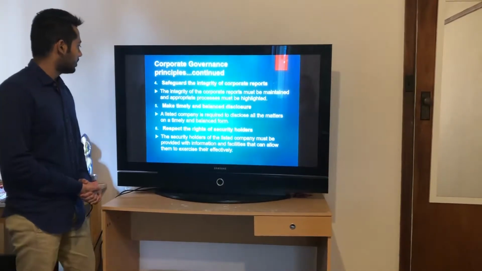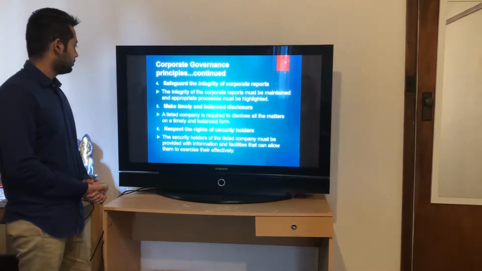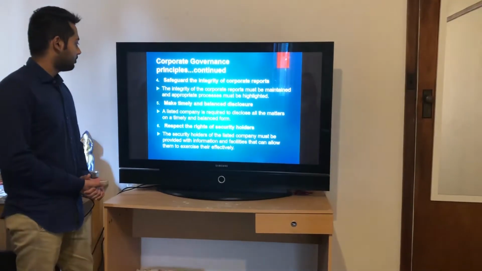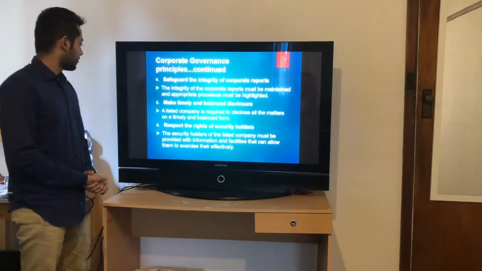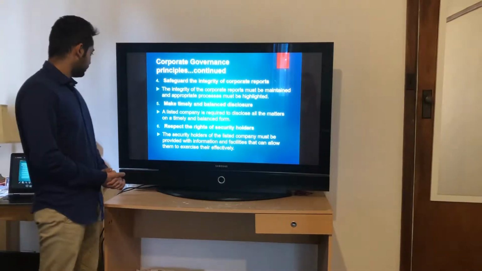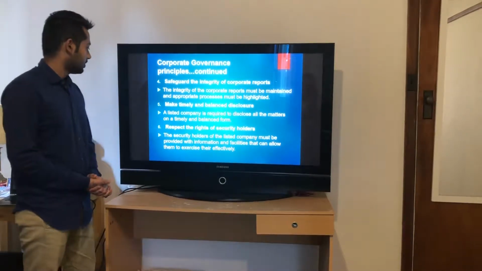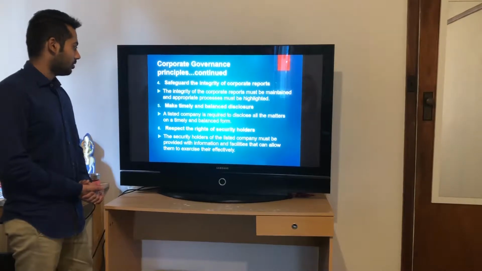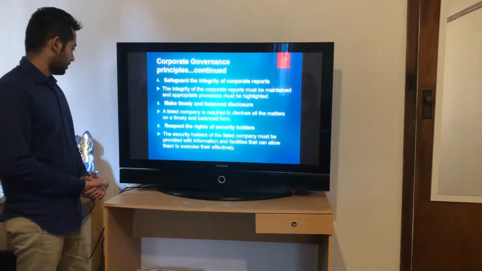Fourth principle is about safeguarding the integrity of corporate reports, in which the integrity of the corporate report must be maintained and the appropriate processes must be highlighted. The fifth principle is about making a timely and balanced disclosure. A listed company is required to disclose all of the matters in a timely and balanced form.